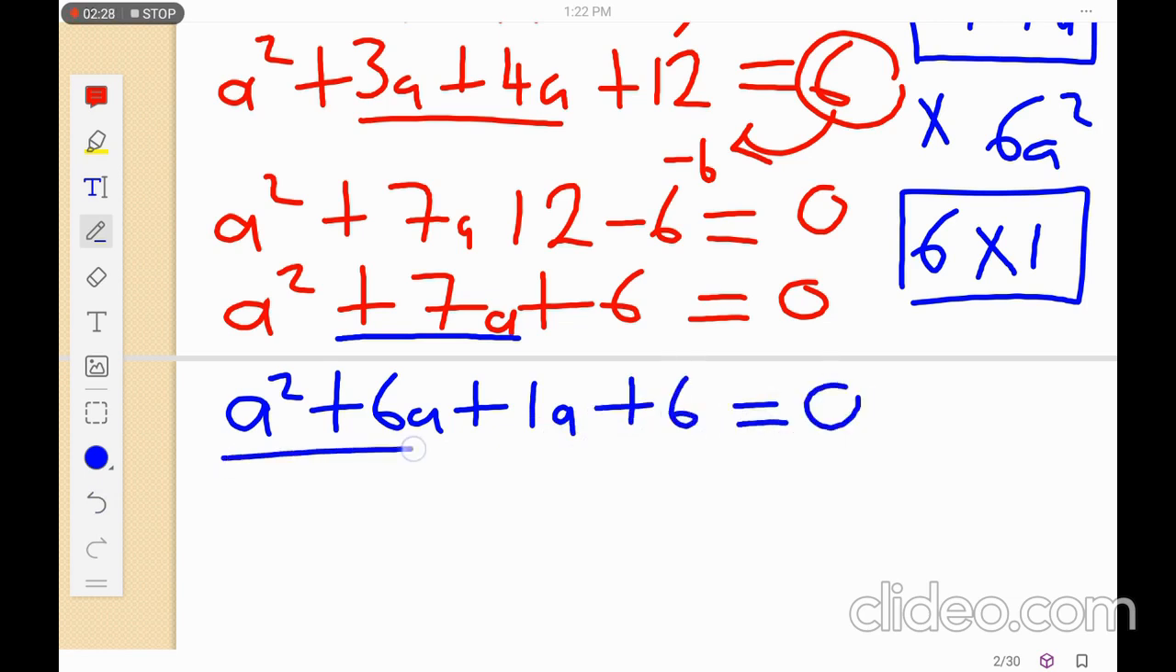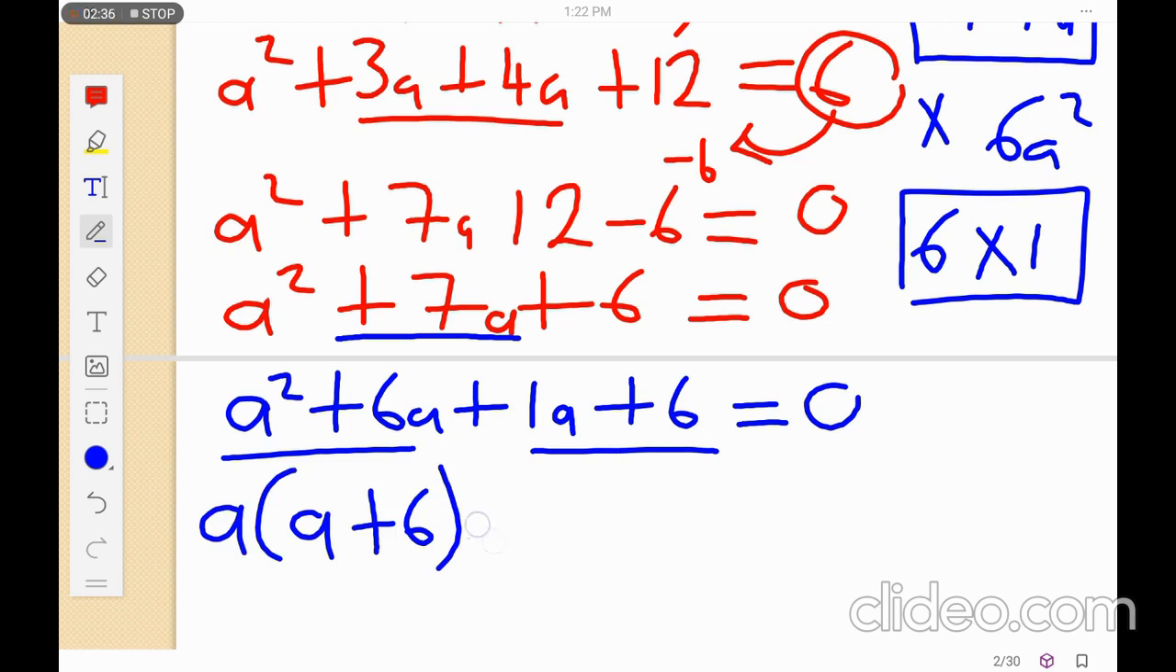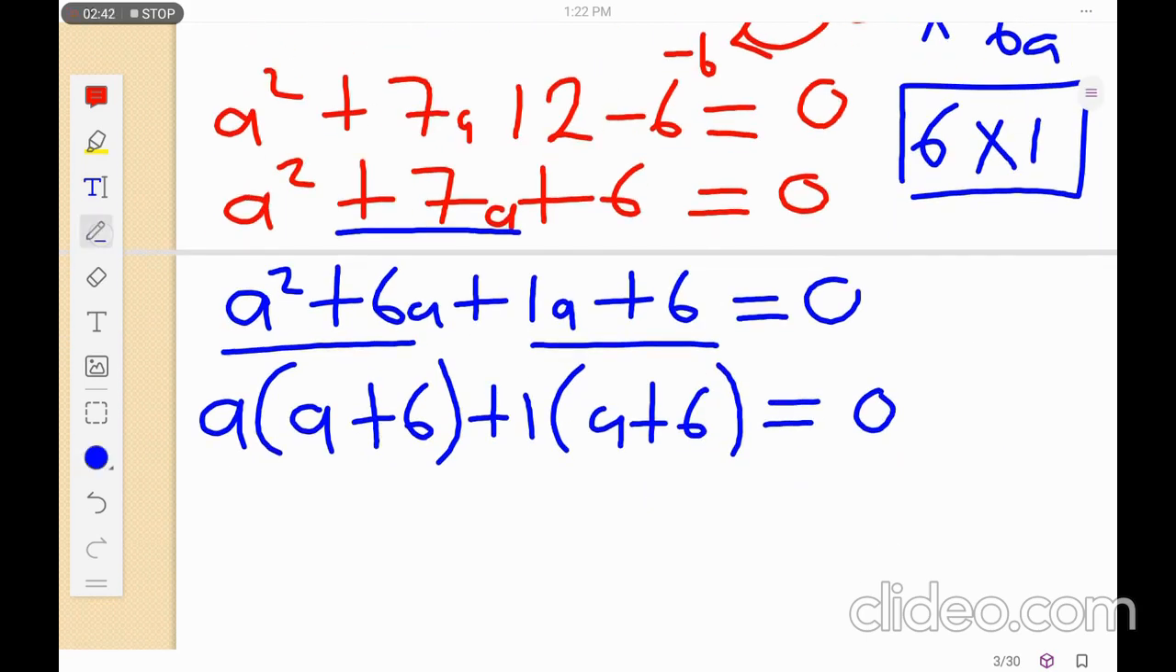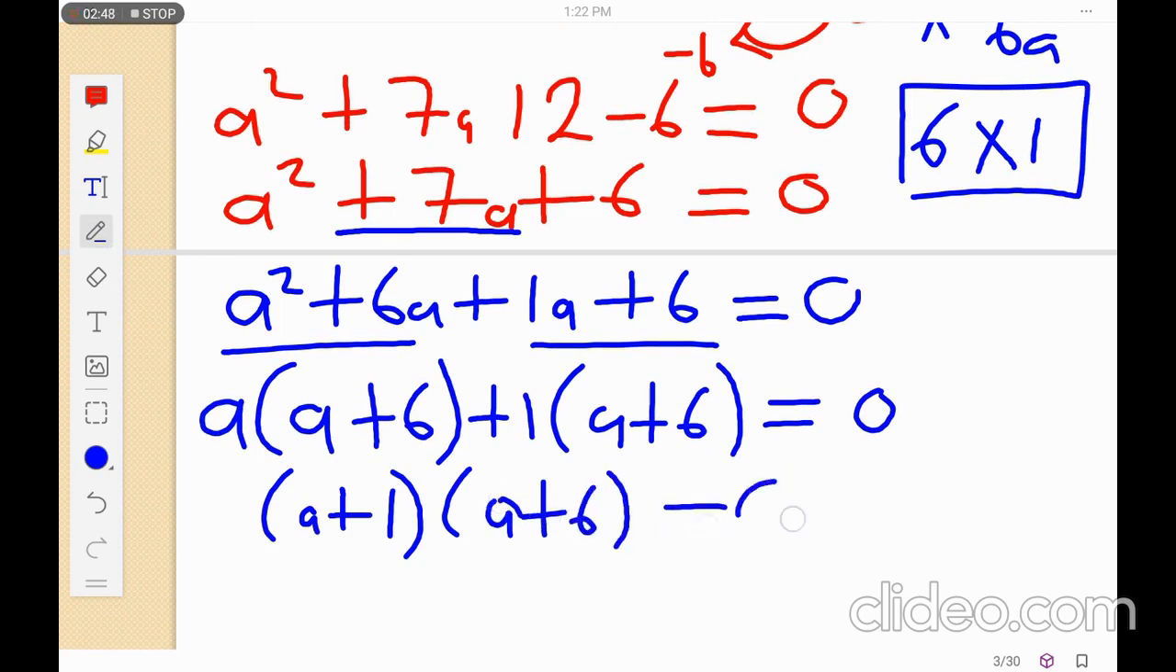Now I can factorize this group and that group. For the first one, I can take out a and remain with a plus 6 there. Then the second one, I can take out plus 1 and remain with a plus 6. Okay, so these are the factors that I have. So I now have a plus 1 and a plus 6. Okay, this is equal to 0.